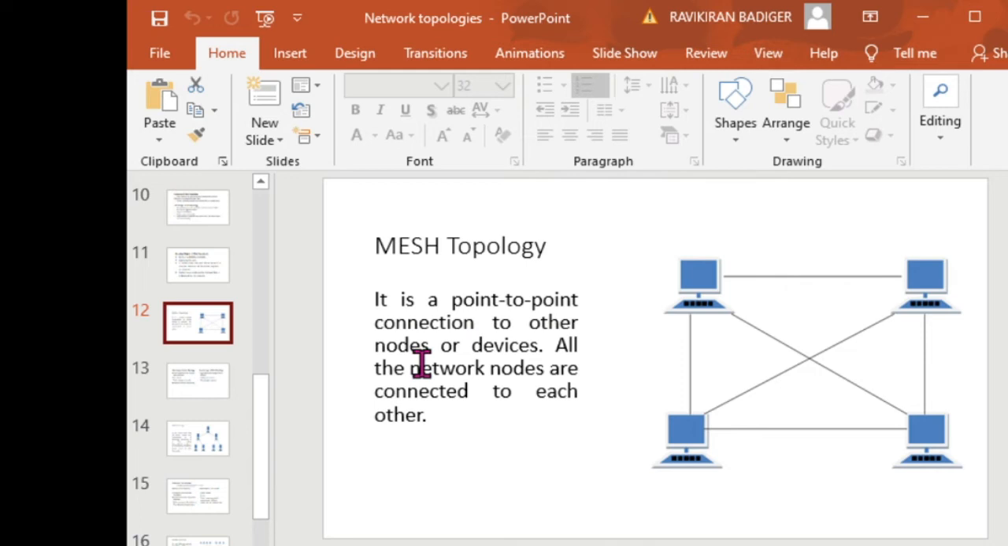Mesh topology. Mesh topology is a point-to-point connection to other nodes or devices. If you see in the diagram, all the nodes are connected to each other. Every node is connected to each and every node in the network.